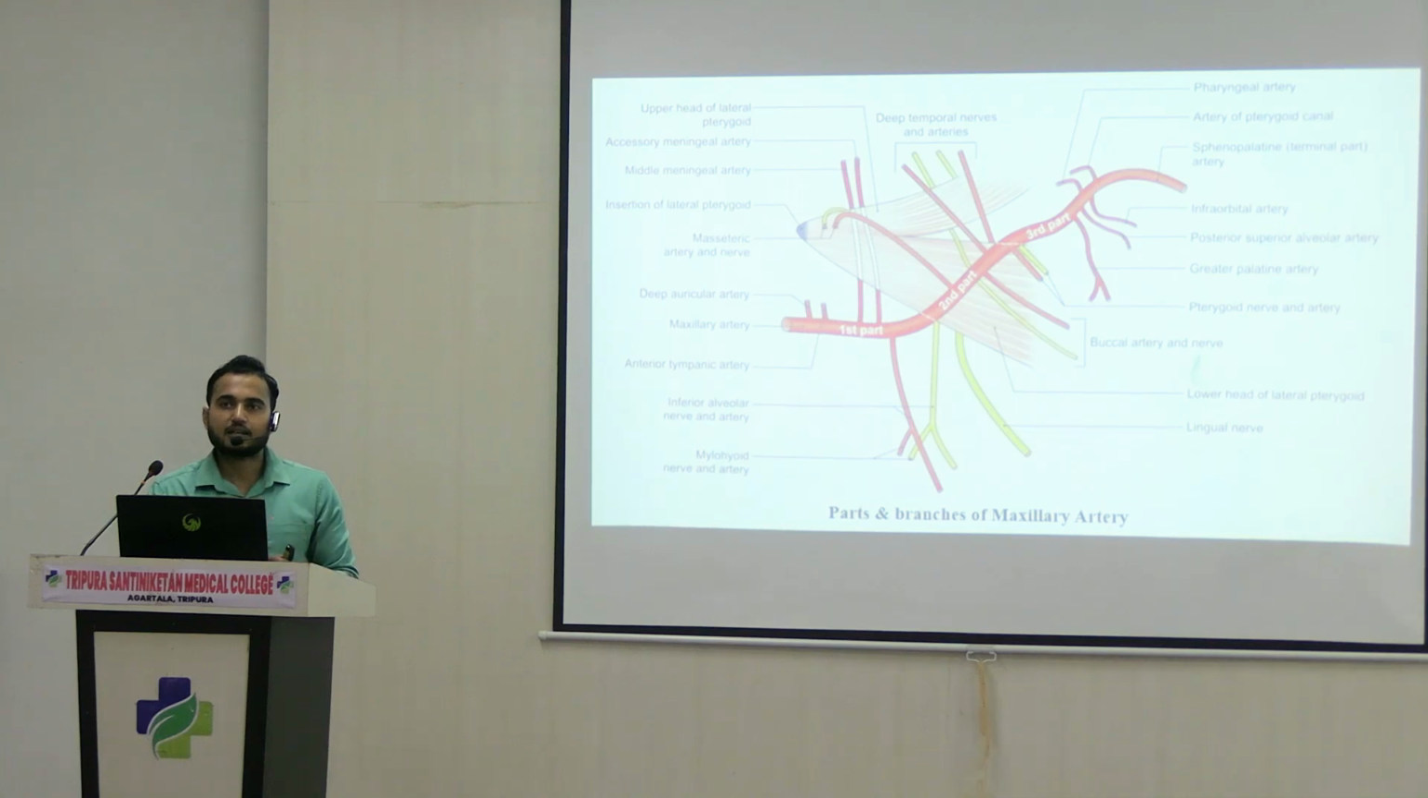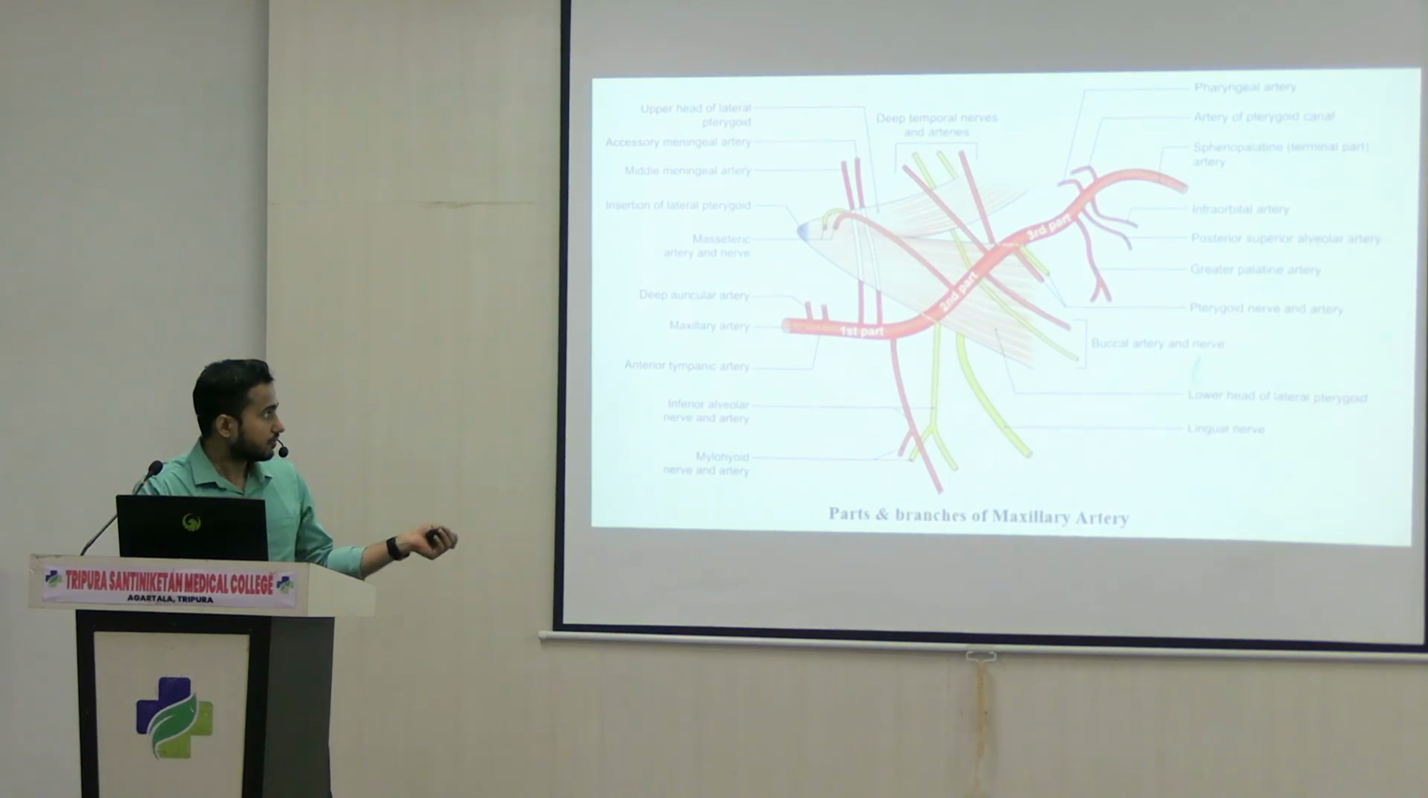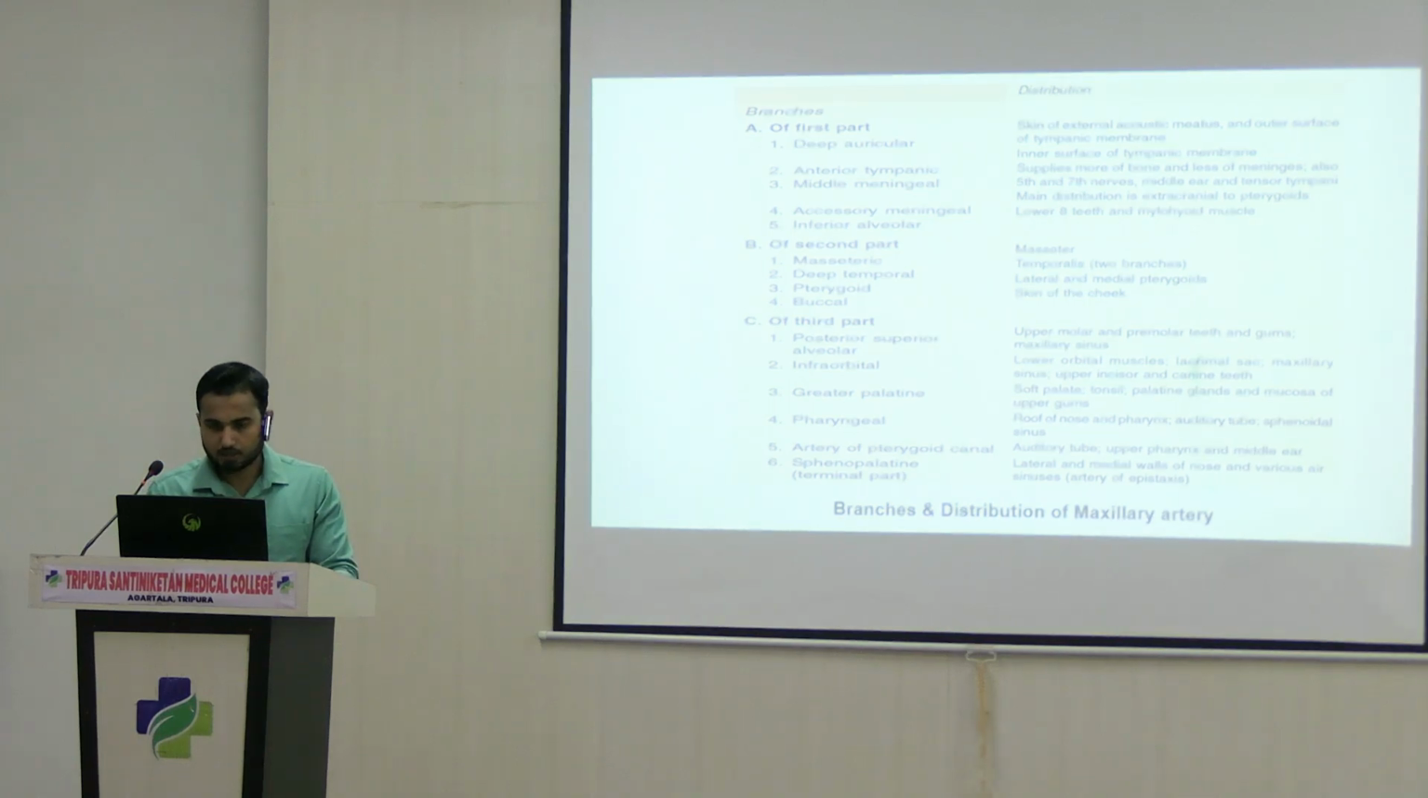Now, this maxillary artery, each and every part is having various branches. Now, these particular branches of the maxillary artery supplies a huge area. Now, what are the areas? Okay, now you can see some branches are coming from the first part, some branches coming from the second part, and some branches coming from the third part. So, as a whole, if you see, total 15 branches are there. Approximately 15 branches are there of the maxillary artery.